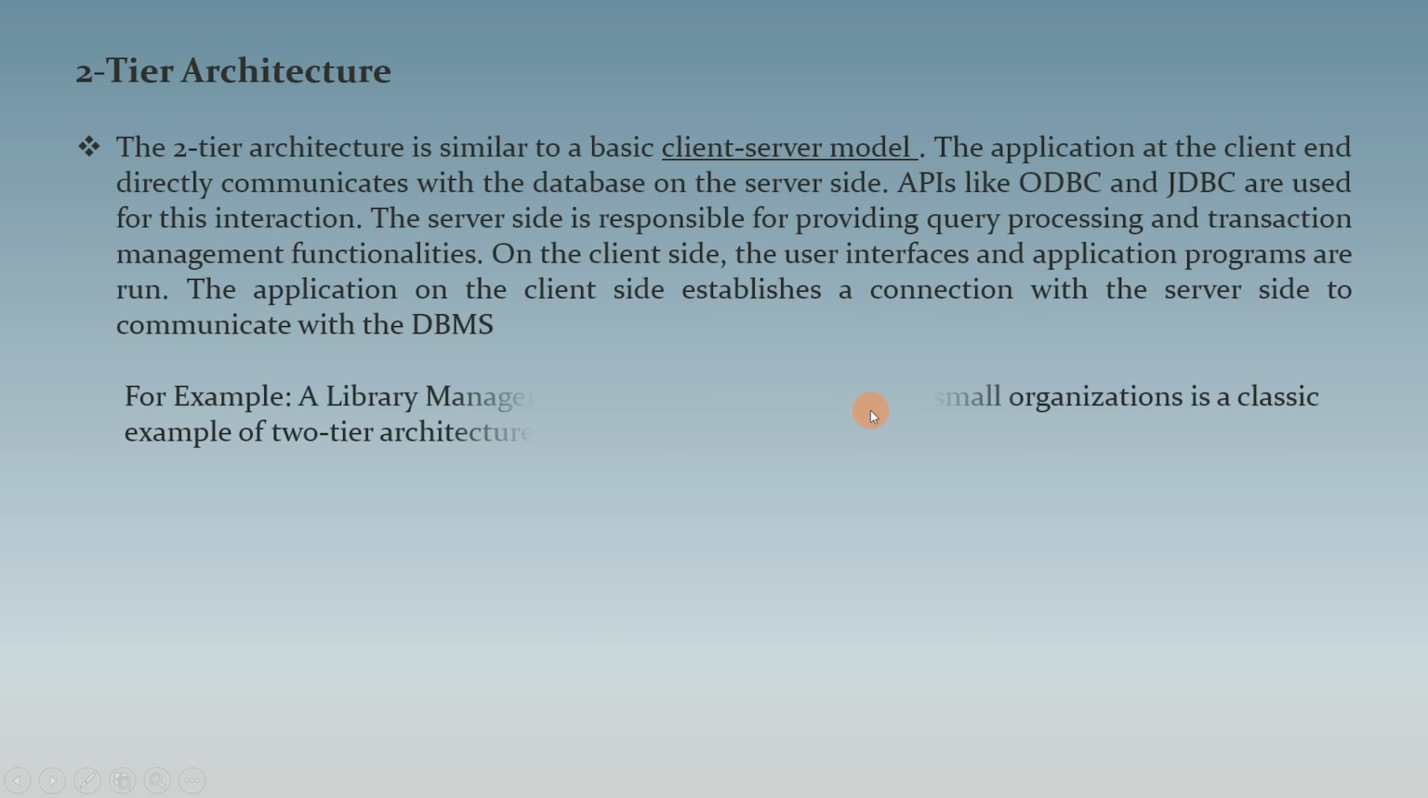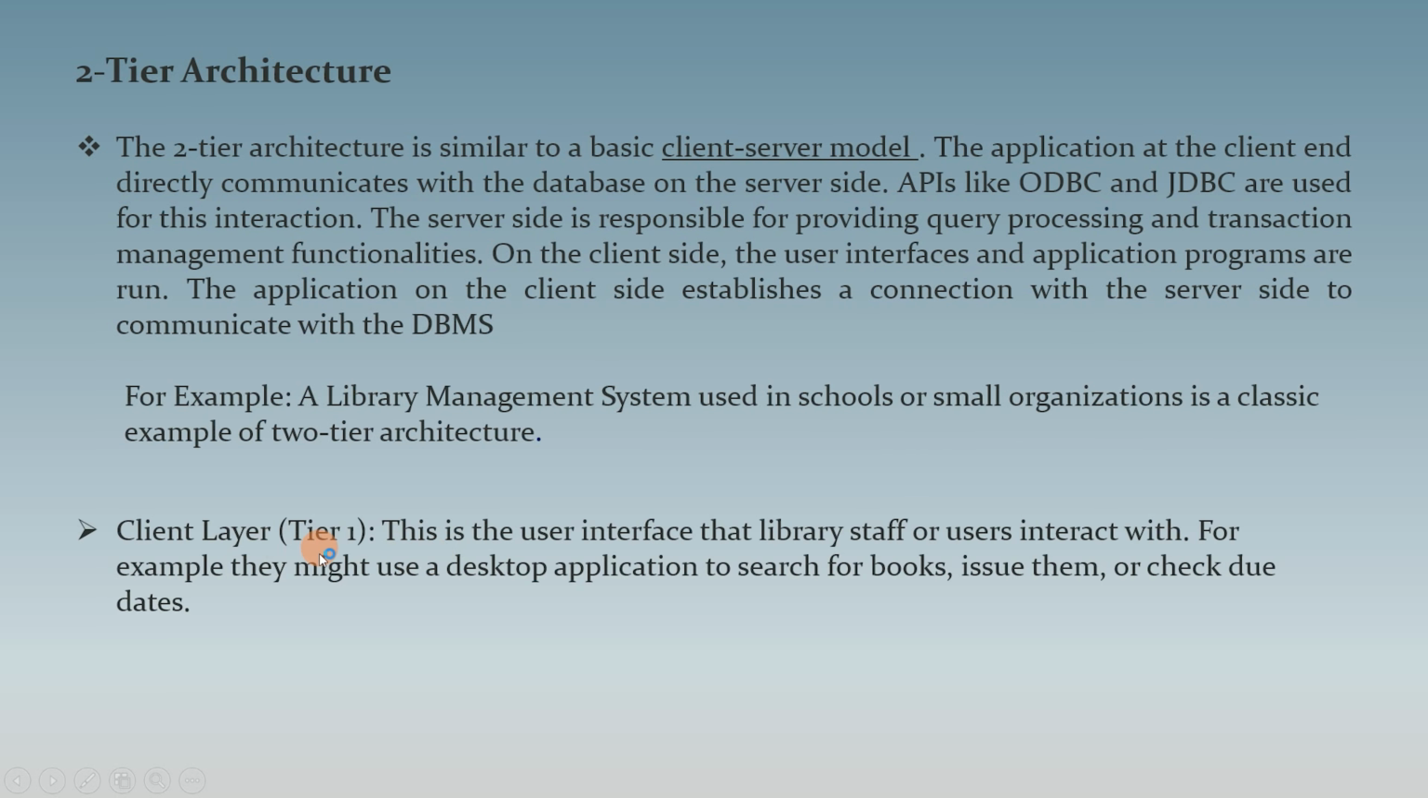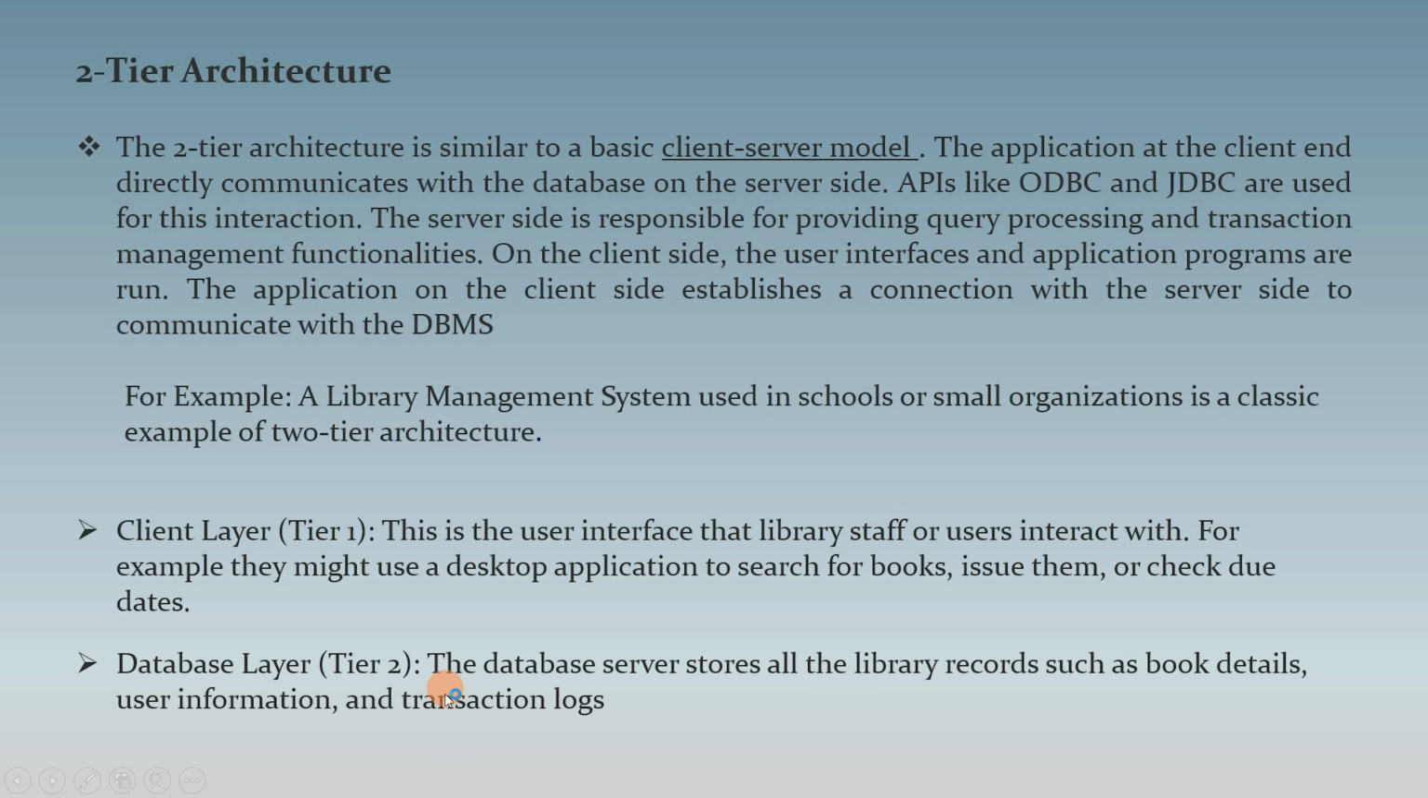For example, a library management system used in schools or small organizations is a classic example of 2-tier architecture. Client layer, that is tier 1. This is the user interface that the library staff or users interact with. For example, they might use a desktop application to search for books, issue them or check due dates. Now, database layer, that is tier 2. The database servers store all the library records such as book details, user information and transaction logs.